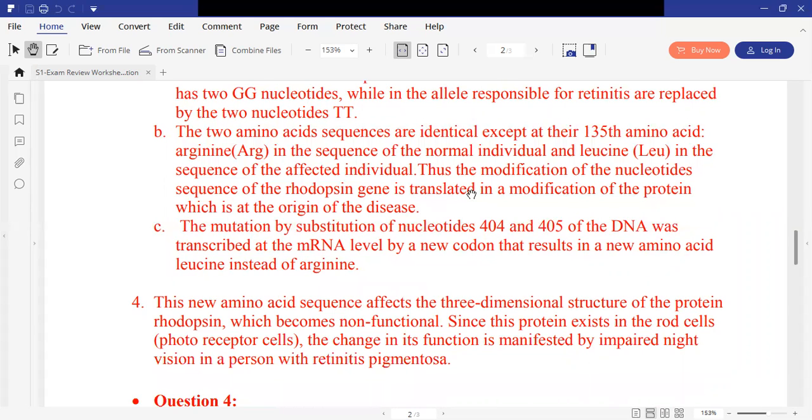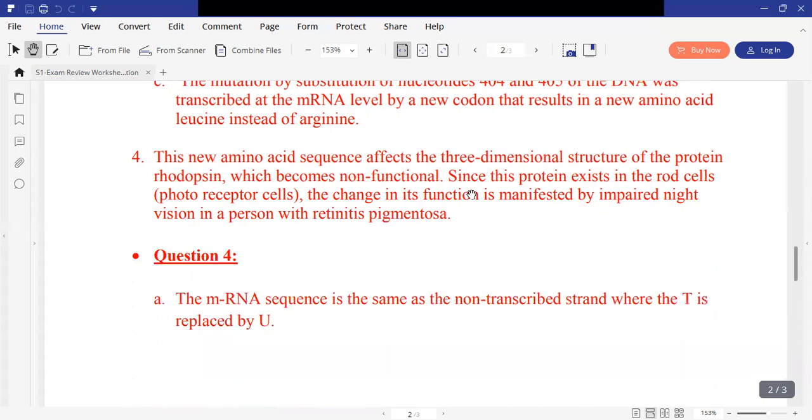Number 4, we have to talk about oxytocin and vasopressin, which are two hormones. They are synthesized by the posterior pituitary gland of mammals. The first has the uterus as the target organ, and the second has the arteries and the kidneys as the target organs. Documents 1 and 2 show the DNA sequence of the gene for oxytocin in 1, and in 2, the DNA sequence for vasopressin, only the non-transcribed strand.